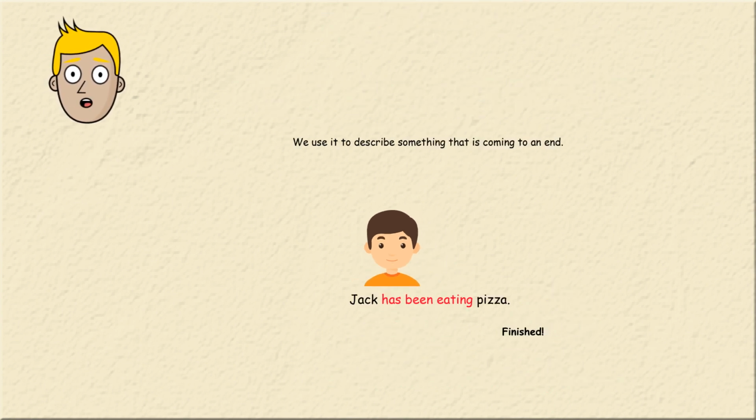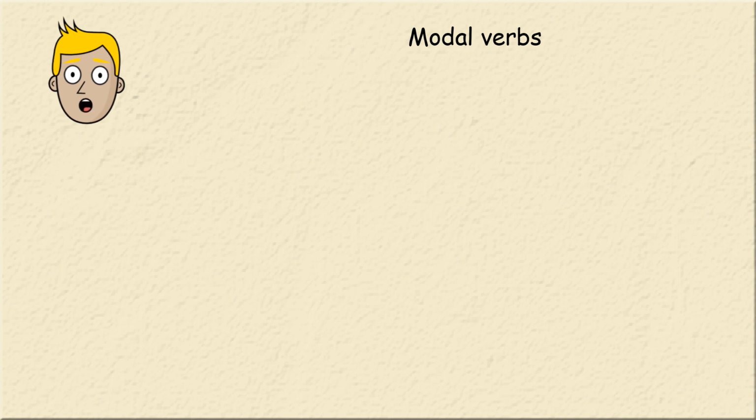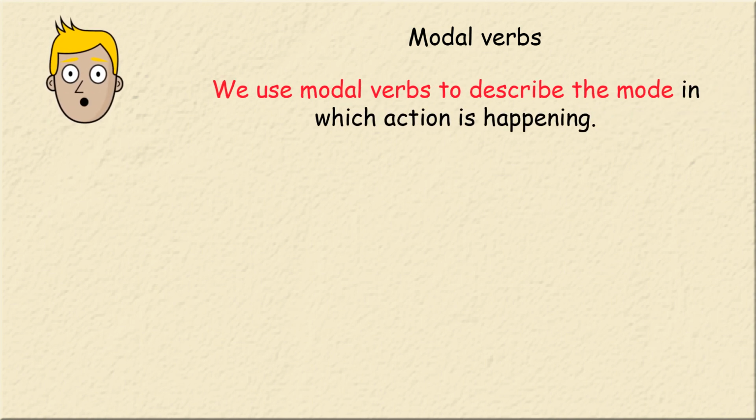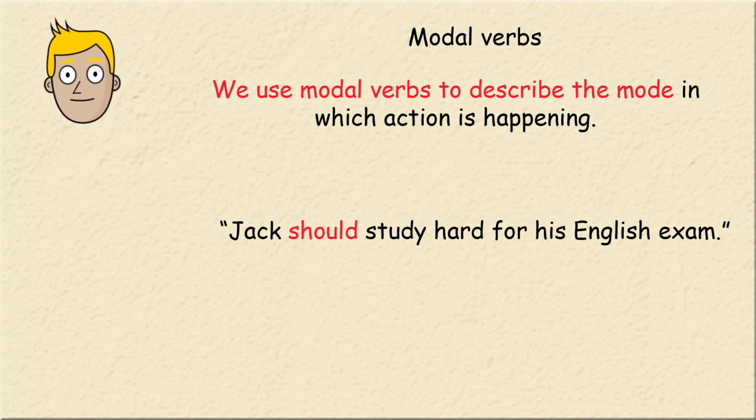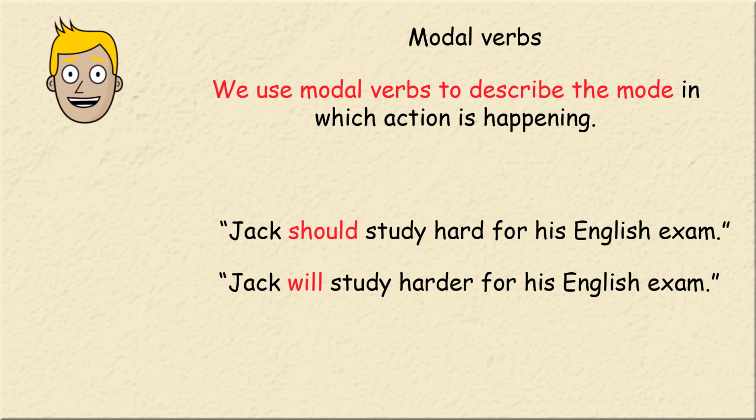Another type of helping verb is called a modal verb. Modal verbs are similar to auxiliary verbs, but they have a few different characteristics. We use modal verbs to describe the mode in which the action is happening. This changes the meaning of the sentence and also the voice. Example, Jack should study harder for his English exam. The modal verb is should, and it tells us that the purpose of the phrase is to give advice. If we change the sentence to Jack will study harder for his English exam, the modal verb is will, and the use of it tells us that the phrase is a command.